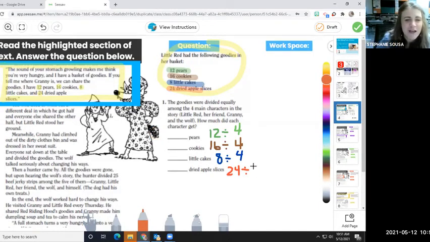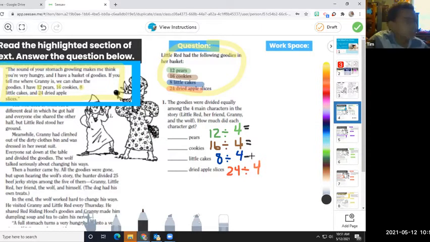You're right. It's 4. 24 divided by 4 is again correct. We are dividing by 4 every time because that is the number of people that are in the story that are sharing this amount of food. Okay.